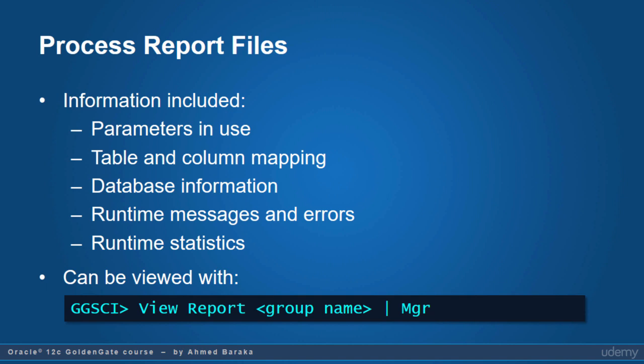Report files generated by GoldenGate processes have information such as the ones listed in the slide: parameters in use, table and columns mapping, database information, runtime messages and errors, and runtime statistics. A report generated by a process is a text file and can be viewed by any editor. If you want to display the report file from the GGSCI command prompt, you can issue the command view report followed by the process group name.